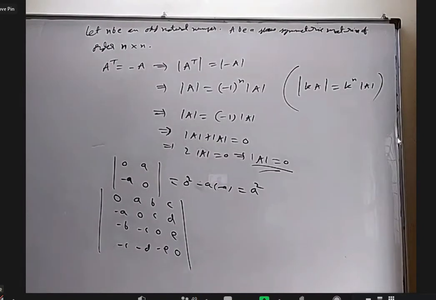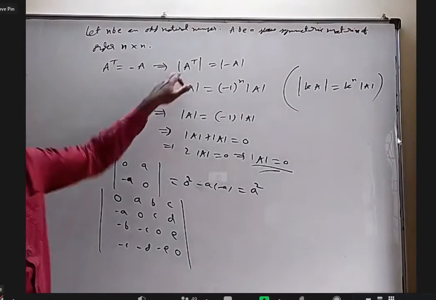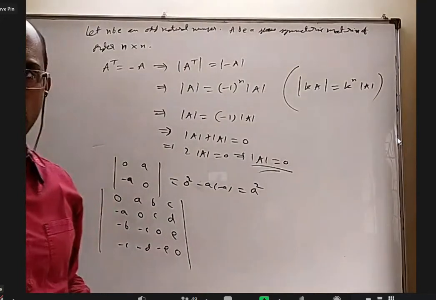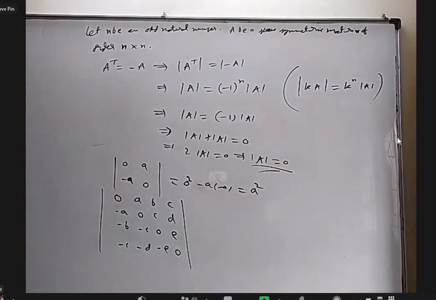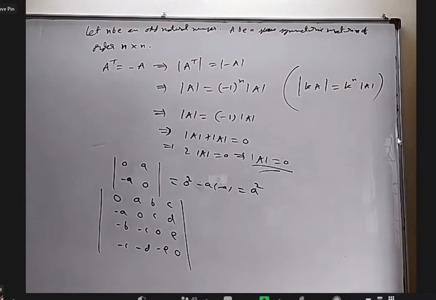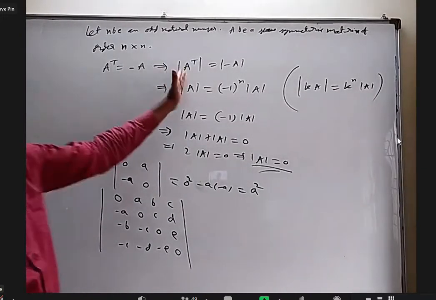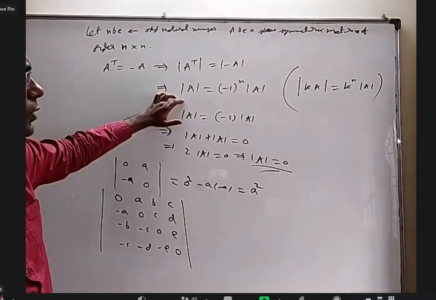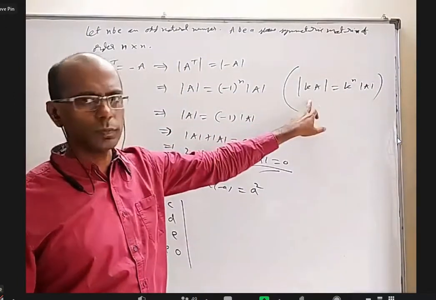Yes, please, Shanmukh. How did you get from A transpose to A, sir? That's one of the properties, that A transpose and A have the same determinant. Yes, sir. Whenever two matrices are equal, their determinants are also equal. That is the step. From here to here, A transpose and A have the same determinant. From here to here, based on this formula.